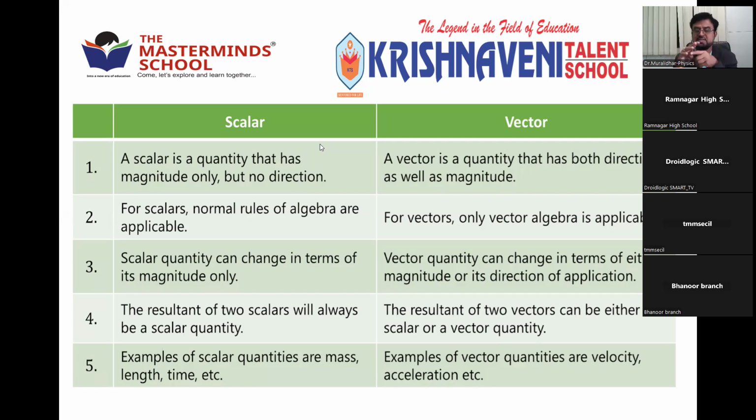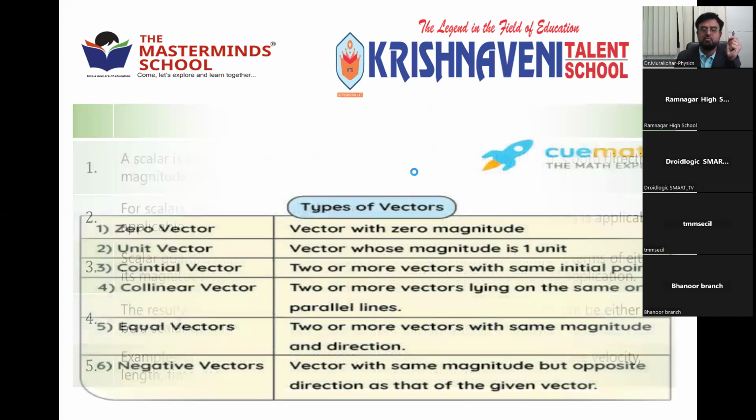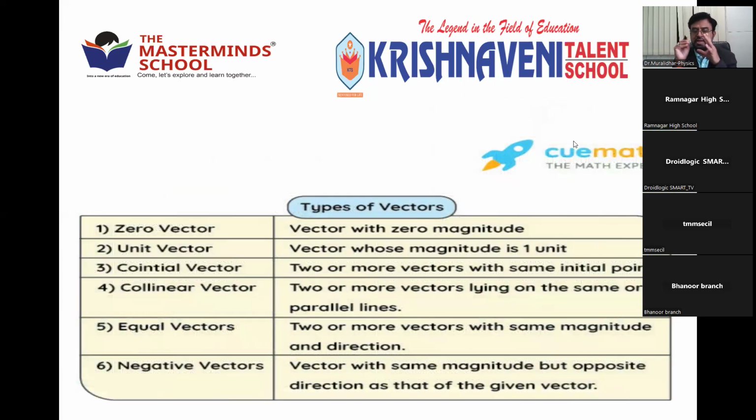See, we saw the differences. You have already written in the notebook all the differences about scalars and vectors. Then after knowing the differences, we have seen the types of vectors also. There are so many types of vectors. We have 11 examples. Next page I'll show you along with the diagrams.